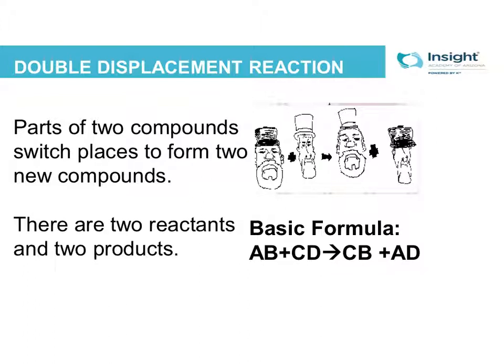So double displacement means that you're going to have parts of 2 compounds that switch spots to form 2 new compounds. All right? So really what I want you to do is look carefully here. What you've got is the metal, or the first element in these 2 compounds, switching spots with each other. Because it starts out with A attached to B, and C attached to D, and then afterwards you can see that A and C switch spots with each other, because now C is attached to B and A is attached to D.